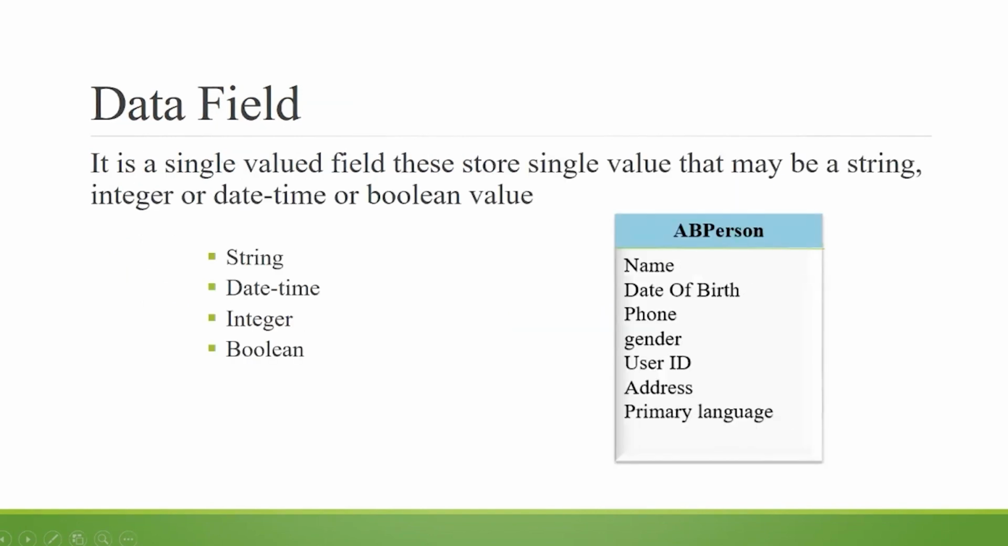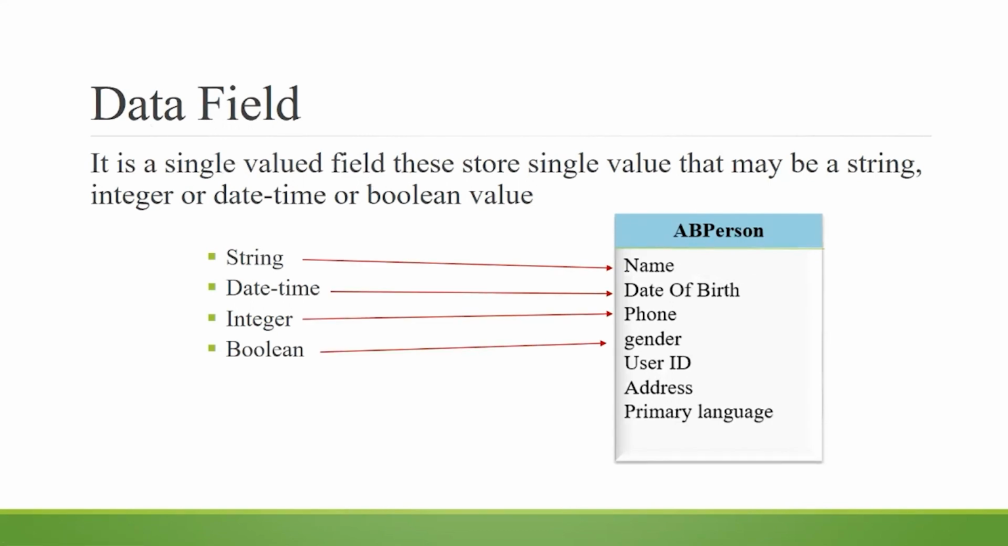Now coming to data field. A data field is a single-valued field that stores a single value, which may be a string, integer, date time or boolean. For example, here we have an entity AB person and we have these set of details. The name is a string value, date of birth is a date time value, phone number is an integer value and gender is a boolean value. Likewise, we can store single-value data in a data field.